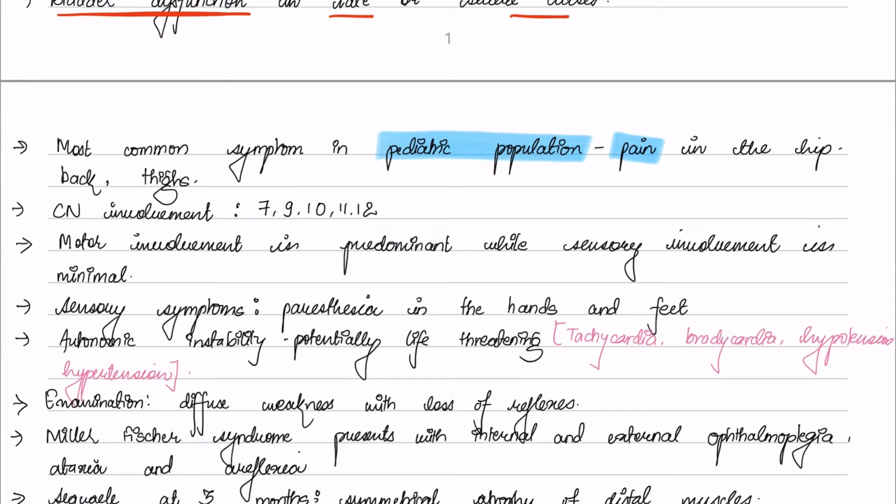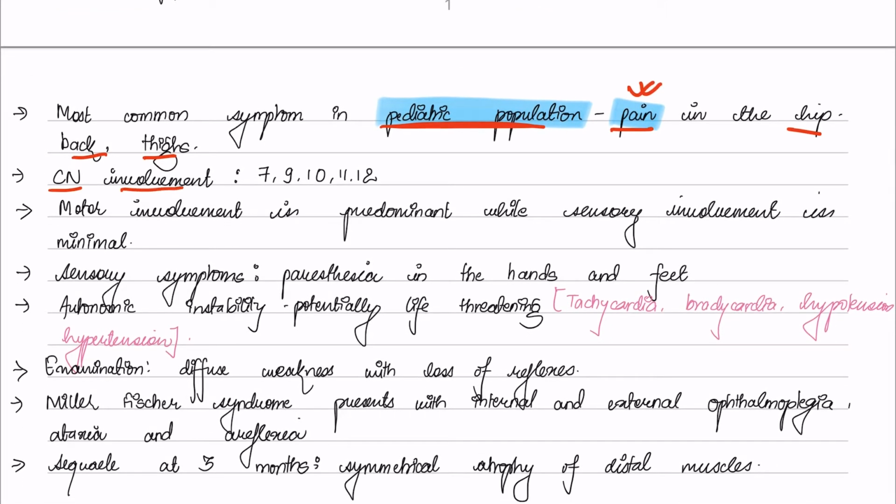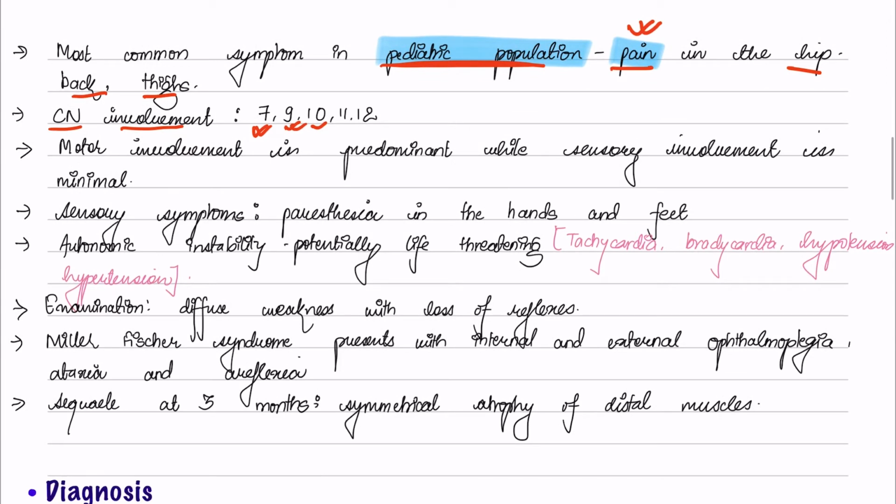The most common symptom in the pediatric population is pain. The pain presents in the hip, back, or thigh. There is also cranial nerve involvement. The most commonly involved nerves are cranial nerves 7, 9, 10, 11, and 12. The motor involvement is predominant while the sensory involvement is minimal. The sensory symptoms are in the form of paresthesia in the hands and feet.